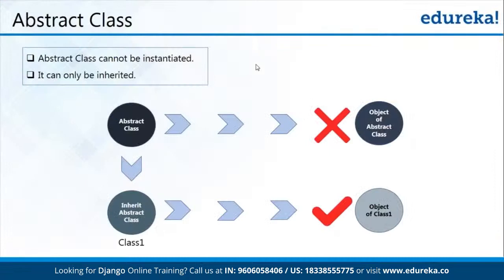Now let us understand what are abstract classes. What I mean by abstract class is that these classes cannot be instantiated, or you can say that you cannot create the objects or instances for these classes. But it can only be used for inheriting certain functionalities, and you can call it a base class. You can inherit certain functionalities, but at the same time you cannot create the instances or the objects of this particular class, that is abstract class.